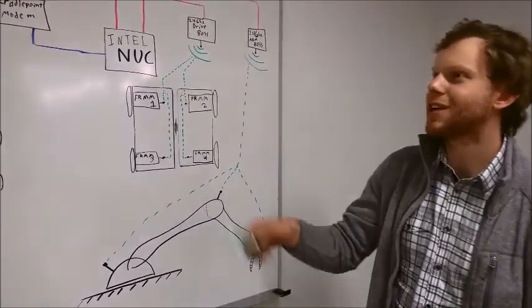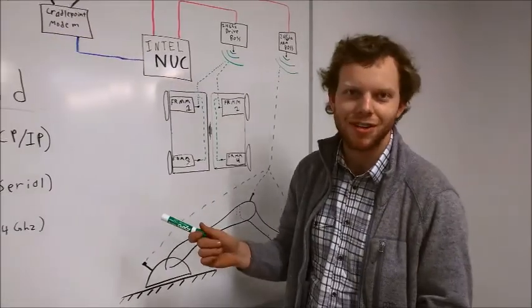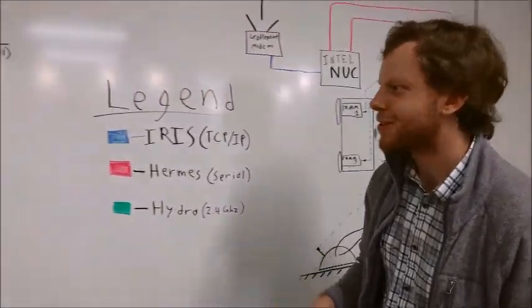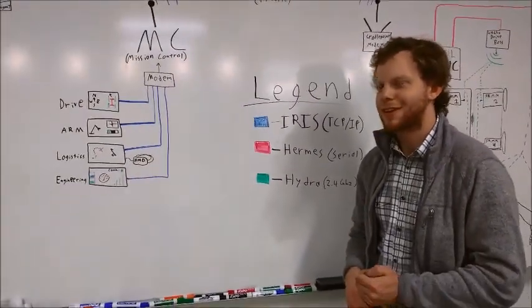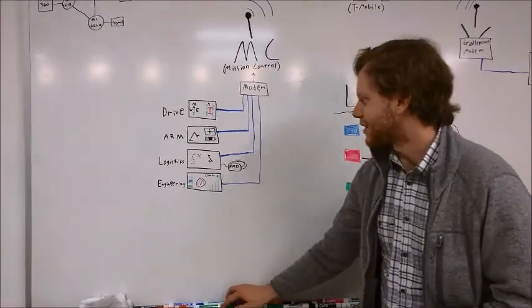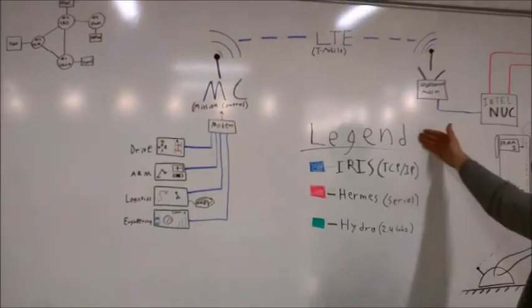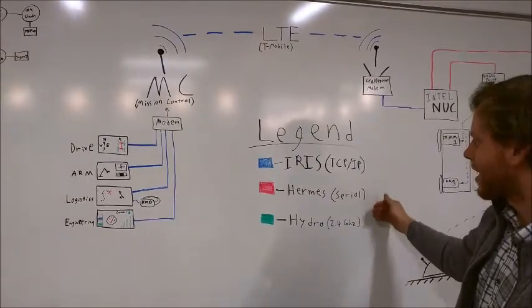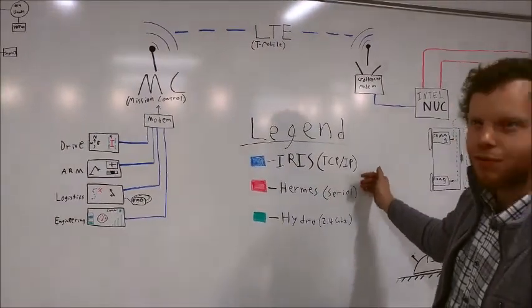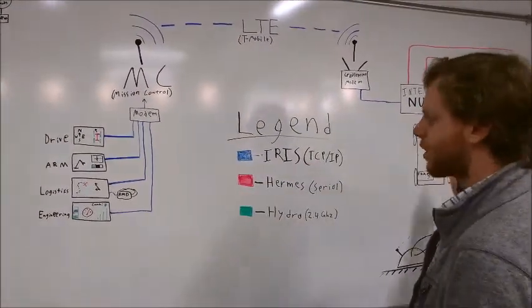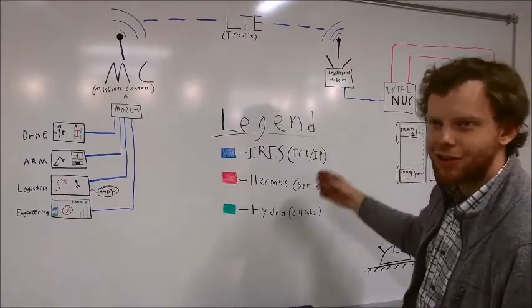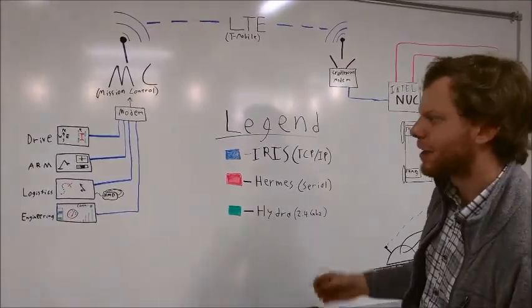I'm going to talk about the communications diagram we've got here for Col 7, which is the 7th iteration of the Cellular Operated Land Explorer. Got the acronym. Alright, so there's three major steps. You'll see on the legend we have Iris, Hermes, and Hydra. I'm going to go through them starting from mission control to the lowest level systems of the robot, so things that actually interface with motors and whatnot on the robot.